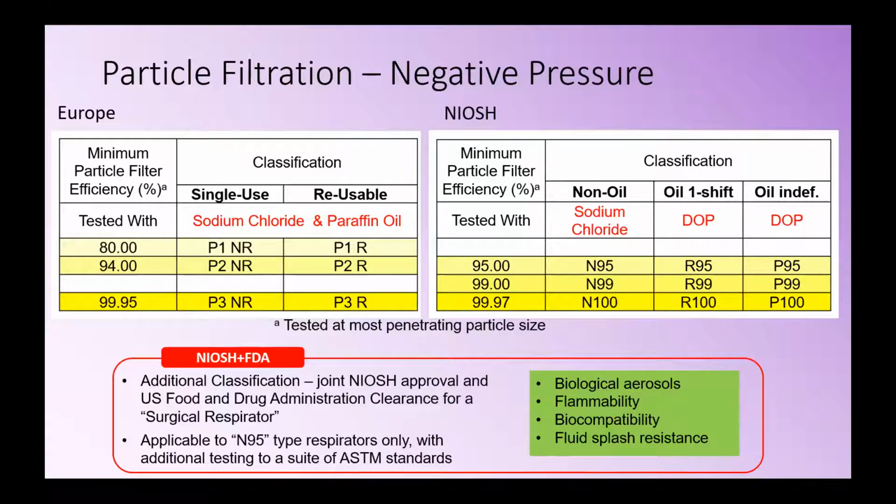In NIOSH, there are 3 classifications regarding oil resistance: non-oil resistant, then partially oil resistant for 1 shift use, or resistant for indefinite use, and both those use DOP. What's happened here, we have the N, R, and P 95, 99, 100 classifications for NIOSH. These were developed in 1995 when the current standard was issued, and we've seen the market sort of migrate to the N.